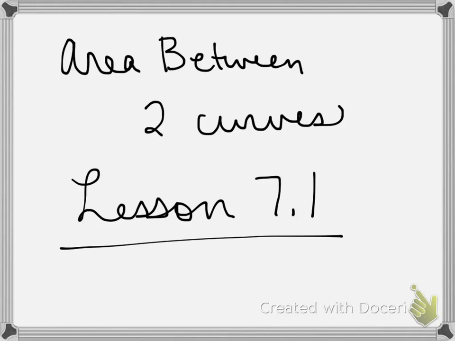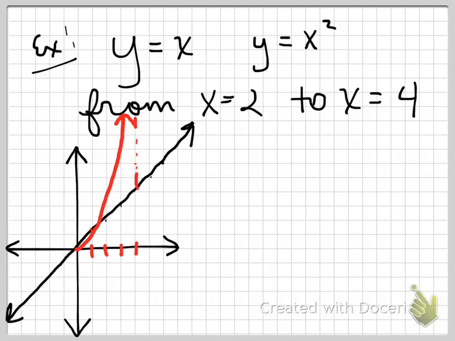Okay, so this is lesson 7.1. It's the area between two curves. The only difference between this and what we've done area-wise before is that now we're going to look at the area between two curves instead of the area between a curve and the x-axis. So most of the time we're going to have to graph.